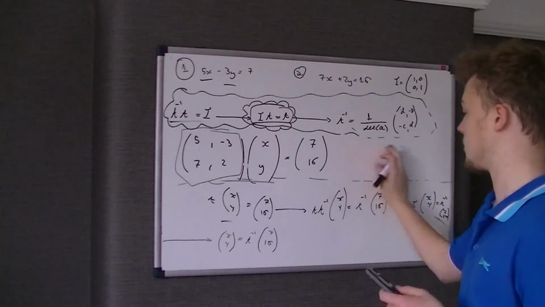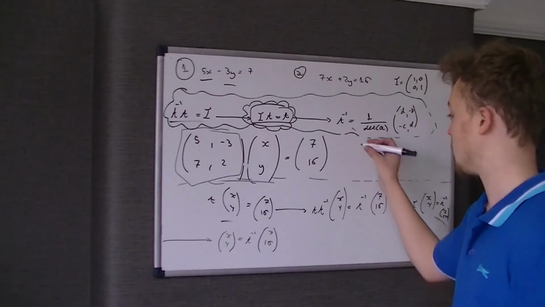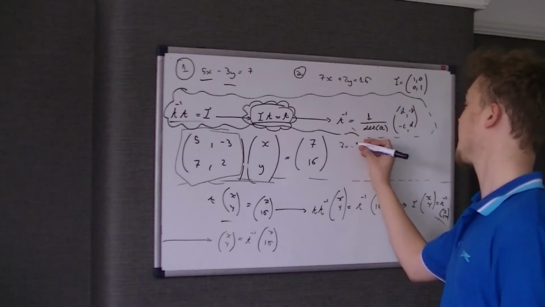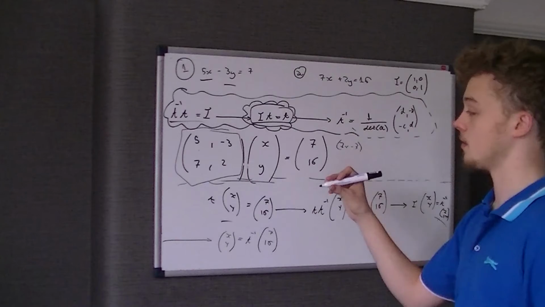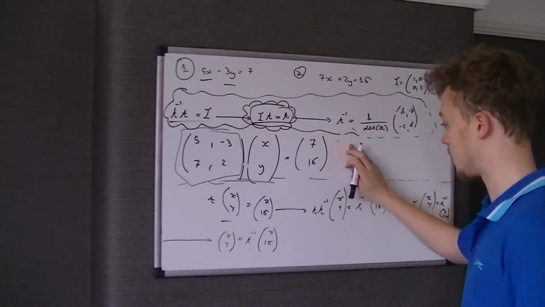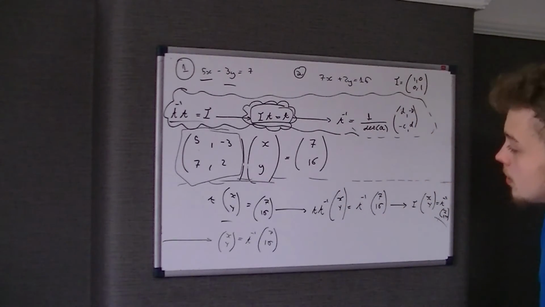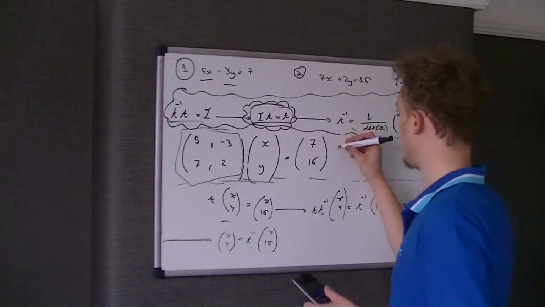Oh, wait. Oh, listen. Oh, God, what am I doing? I don't understand what I'm doing in my life. 7 times minus 3, sorry, it's the leading. Oh, is it? One sec. Yeah, determinant of A is 31.